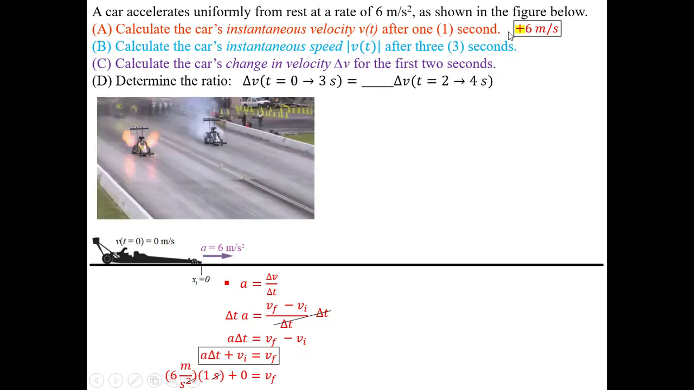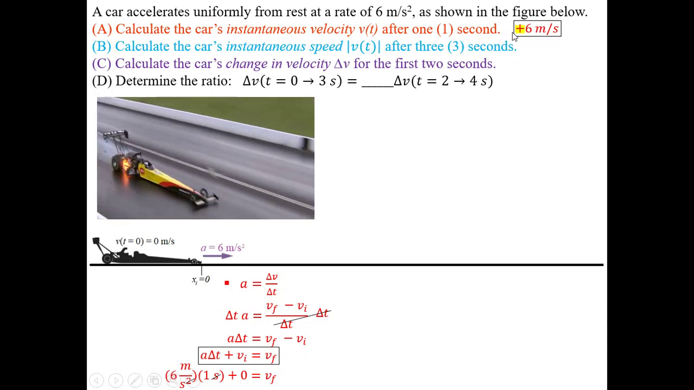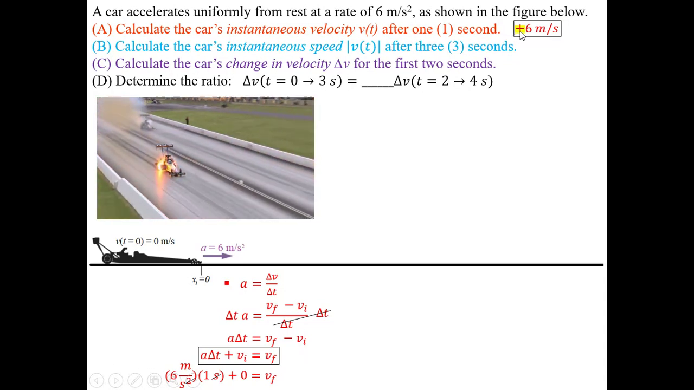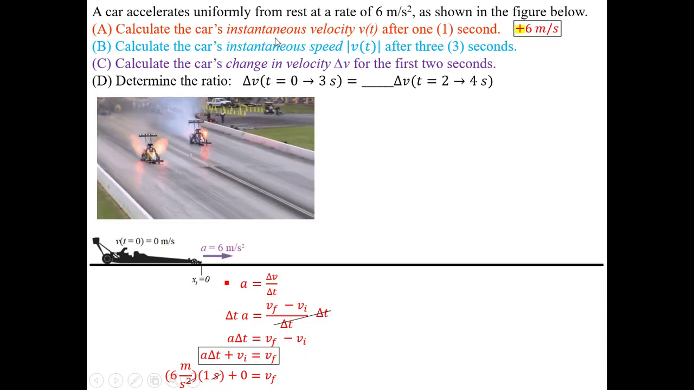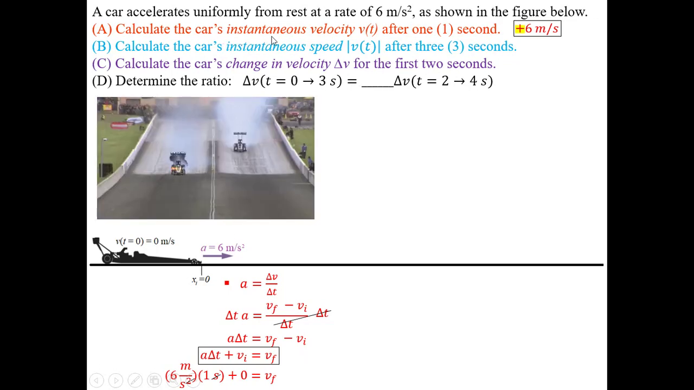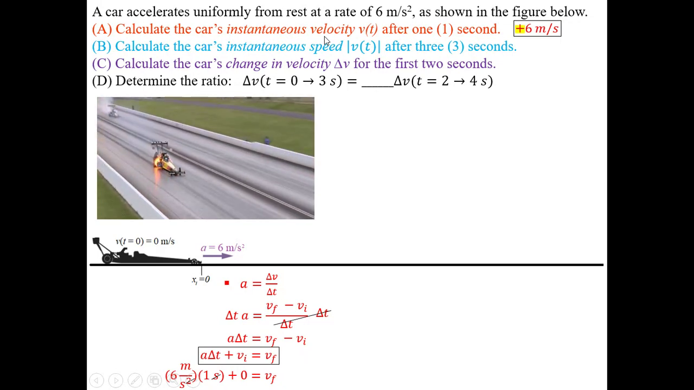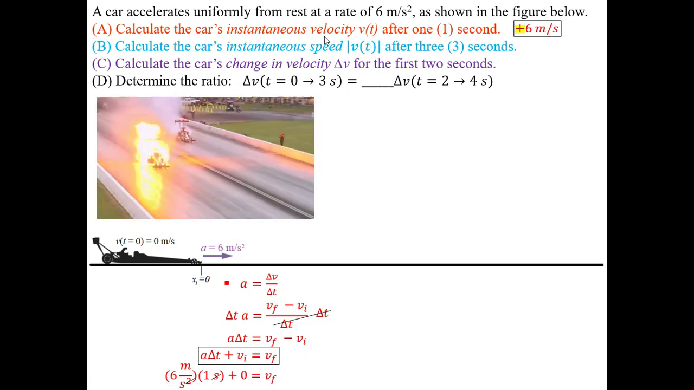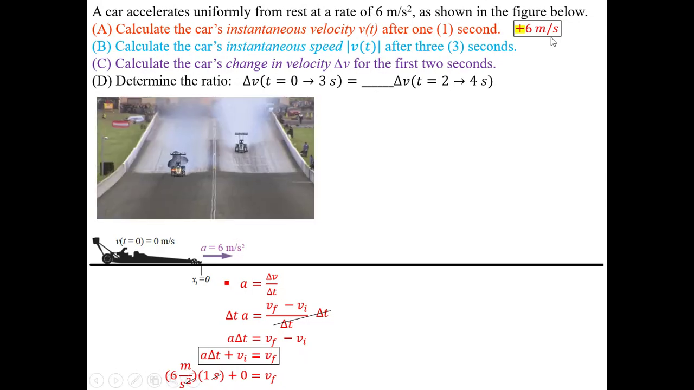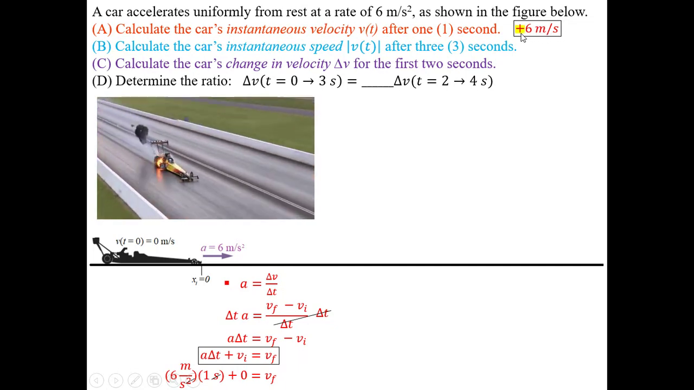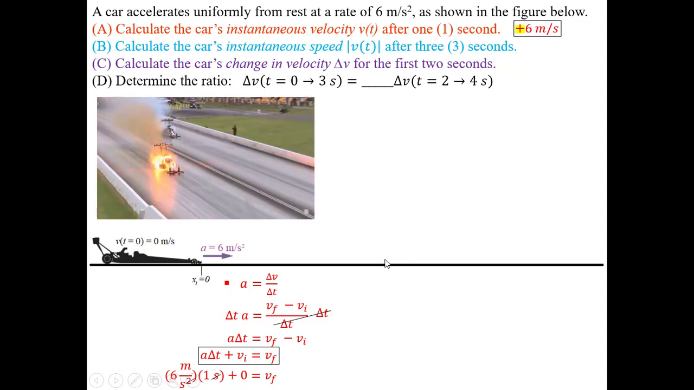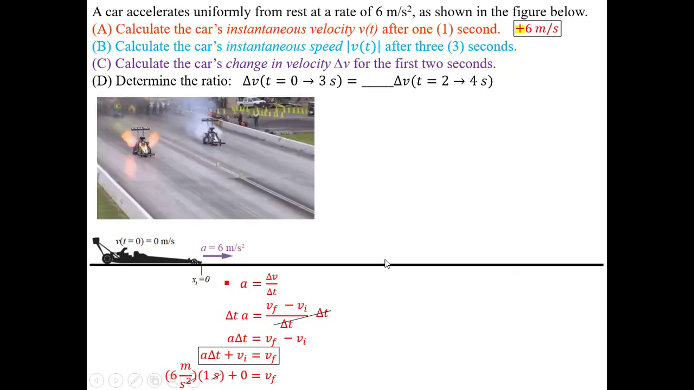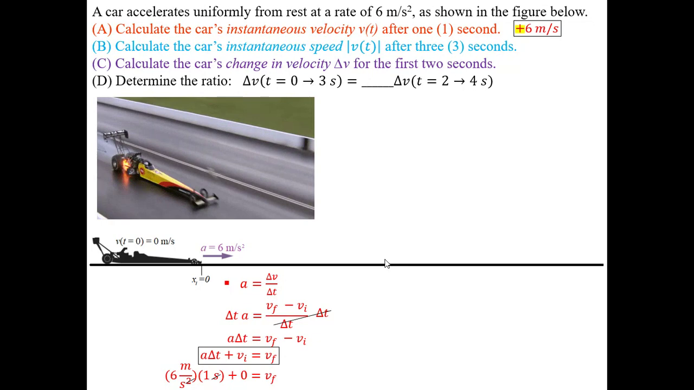Okay. But you notice here on the top right of the screen, I put my final answer is positive 6 meters per second. That's because the question here asks you to find the instantaneous velocity. Velocity is a vector quantity in physics, so you need to have a magnitude and a direction. The magnitude here being 6 meters per second, the direction being positive because the diagram shows the car accelerating to the right. Okay, so let's do part B.